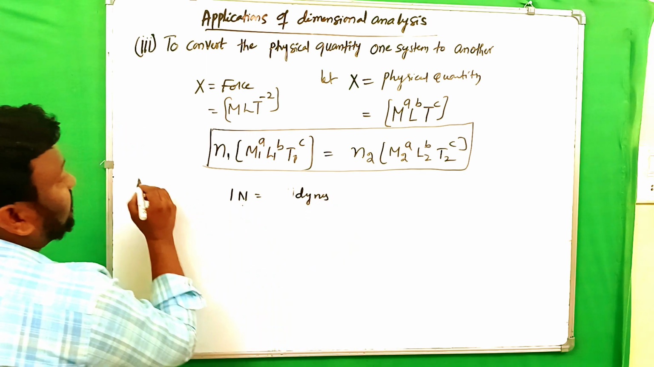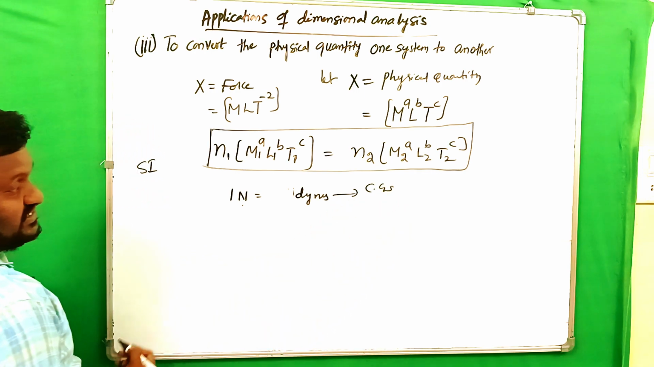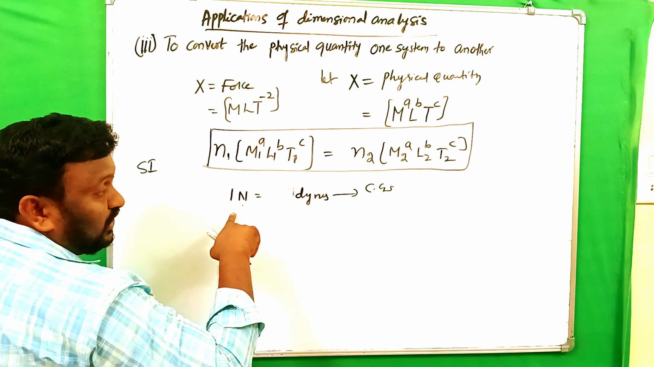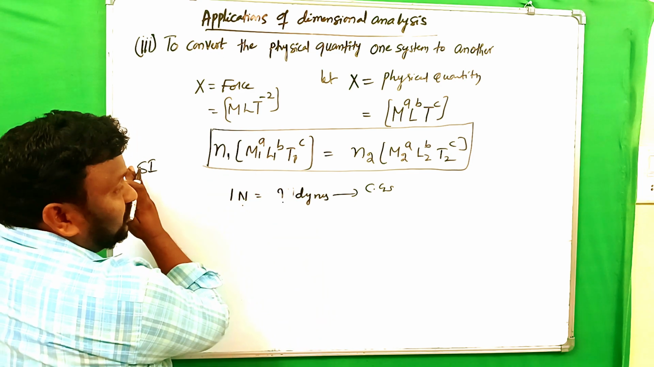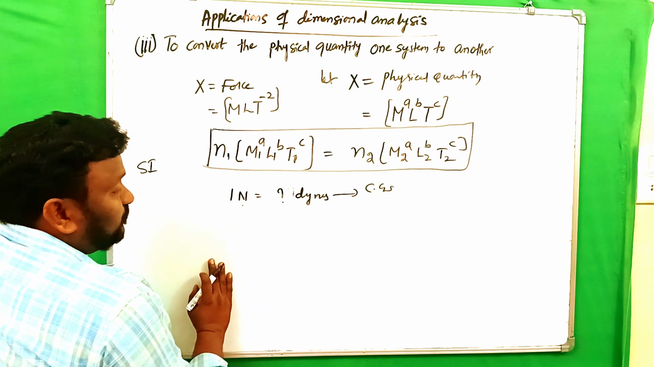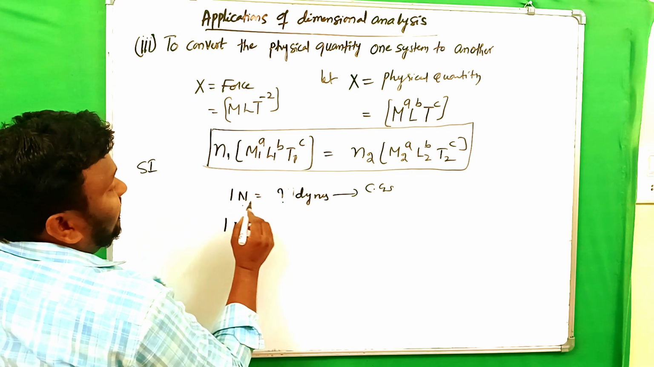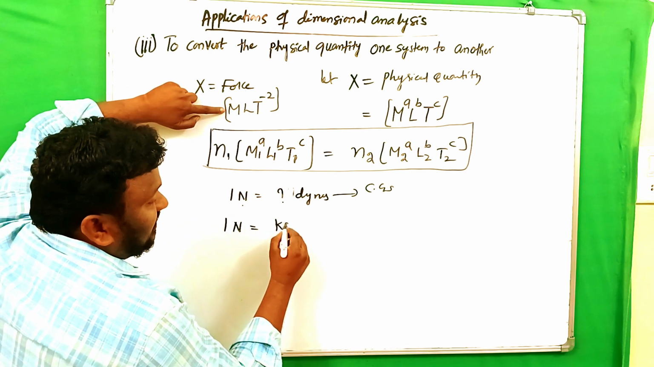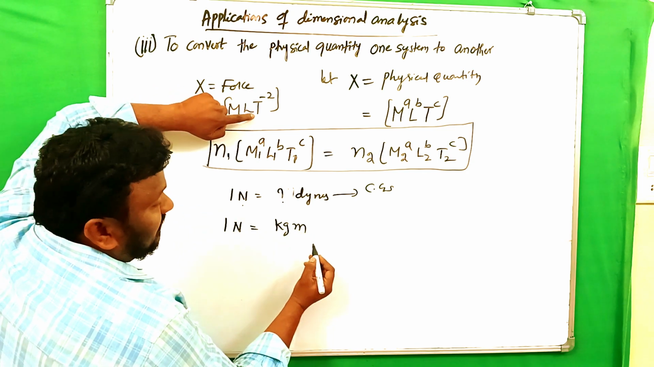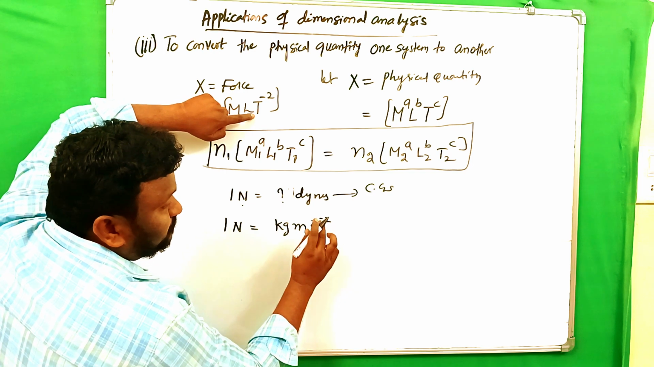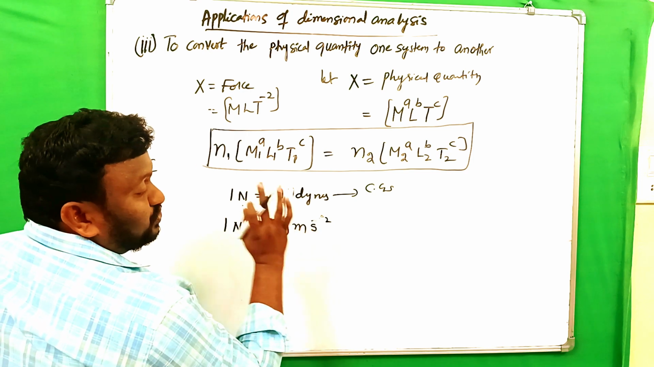Here Newton belongs to the SI and dyne belongs to CGS. So now we are going to convert 1 Newton into number of dynes, that is, we are converting from SI to CGS. For that, we can write: 1 Newton is nothing but mass kg, length meter, and time second inverse 2. Clear? 1 kg meter second inverse 2.